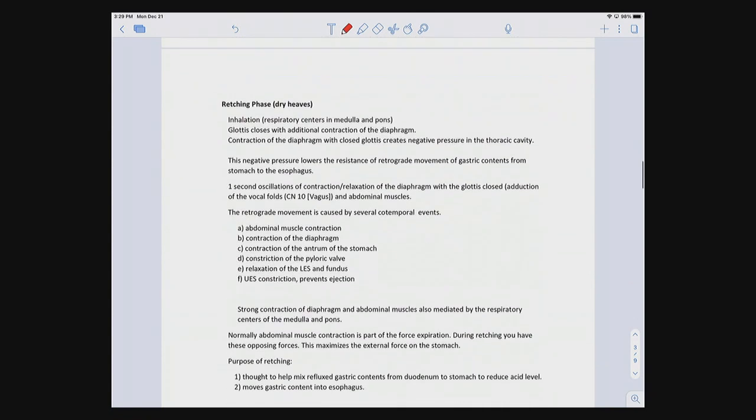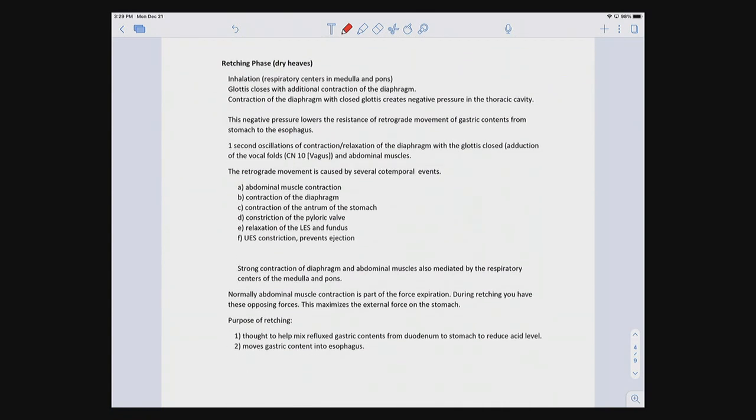So speaking of such, let's move on to the retching phase. And in street language, it's called the dry heaves. So what you're going to have, again, is inhalation, and the inhalation is being coordinated by the respiratory centers in the brainstem. What will also happen is your glottis is going to close. Now, if you continue to contract your diaphragm and you close off your glottis, that means you cannot draw air into your lungs. Well, what that does as the diaphragm continues to contract is it really drops the pressure in your thoracic cage, creating a significant negative pressure in your thoracic cavity.